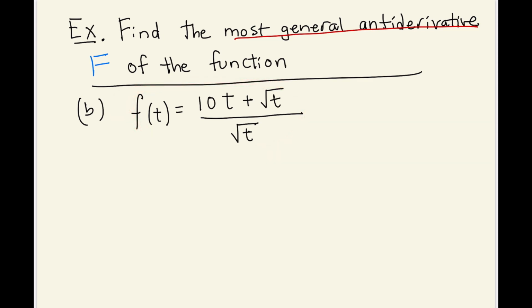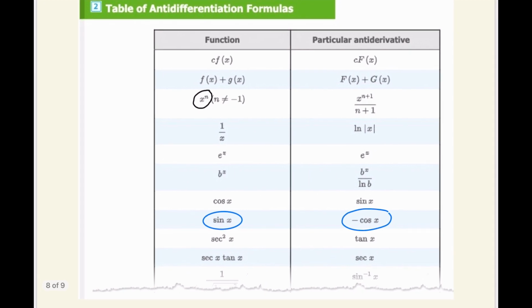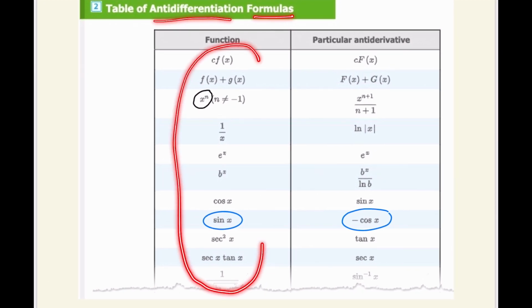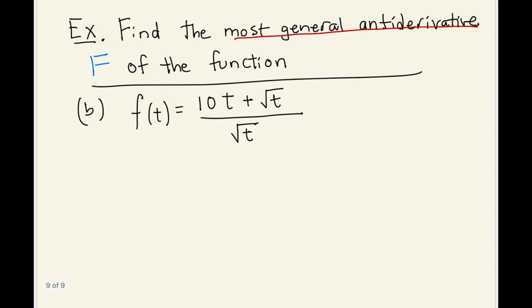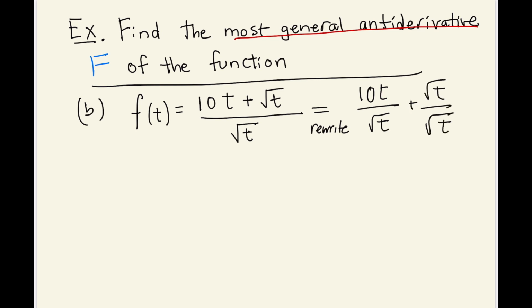I could go over and look at the table of formulas. So here is the table of anti-differentiation formulas. I don't see anything that looks like that function here. These are only very basic functions, so I'm kind of stuck. So the first thing I'm going to do is just rewrite this function as 10t over root t plus root t over root t. And once I do that, I realize this is just 10 root t plus 1.